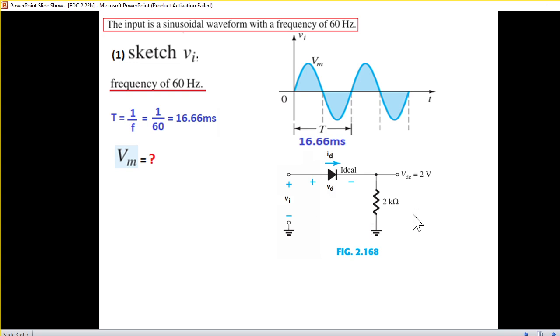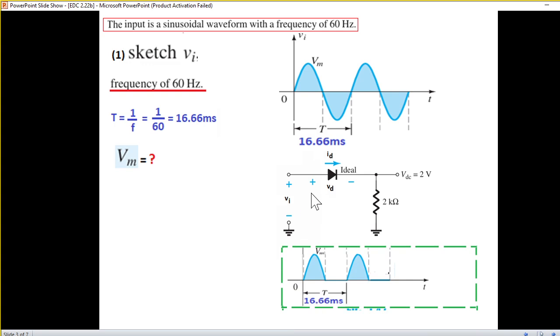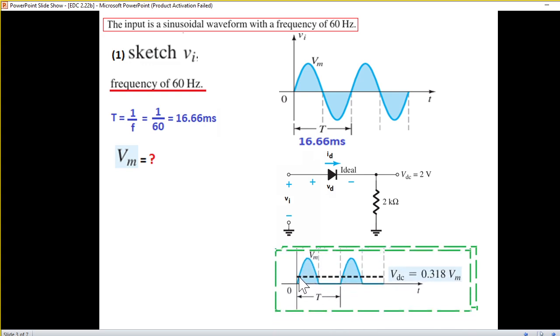Okay, so for this half-wave rectifier, as we already discussed, the DC voltage is given to be 2 volt, and the half-wave rectifier output will be something like this. Positive half will pass and the negative half will be clipped. So this is the circuit. This is the output wave shape. And from here we can find the DC voltage. This line is the DC voltage.